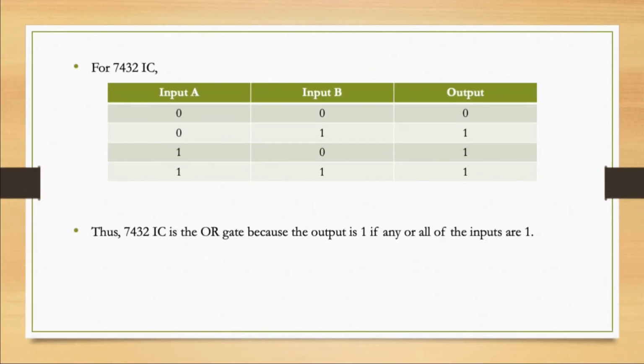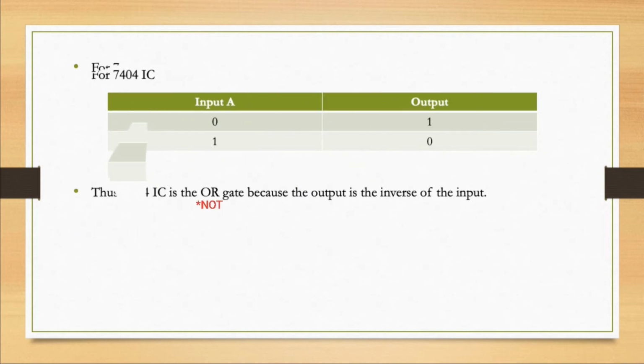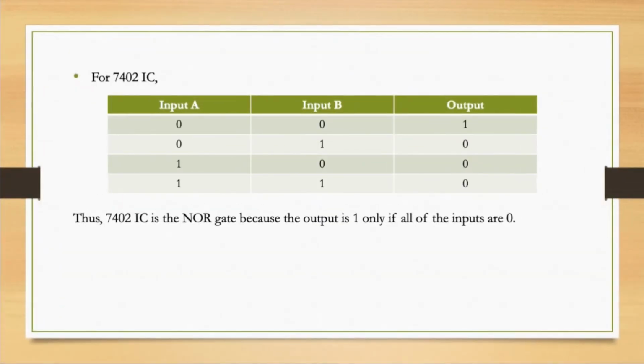Based on the truth table, 7432 IC is the OR gate because the output is 1 if any or all of the inputs are 1. Based on the truth table, 7404 IC is the NOT gate because the output is the inverse of the input. Based on the truth table, 7402 IC is the NOR gate because the output is 1 only if all the inputs are 0.